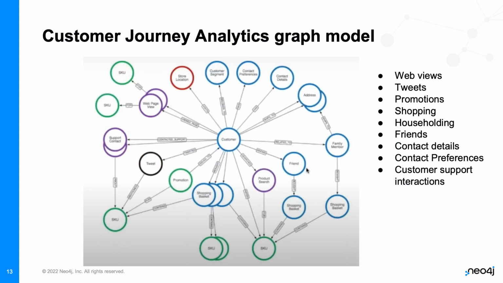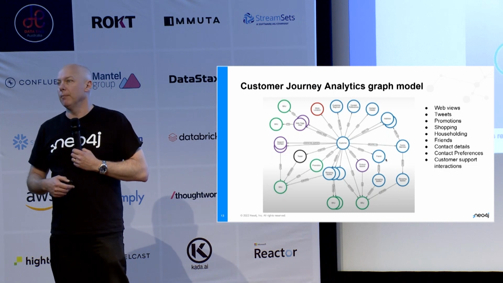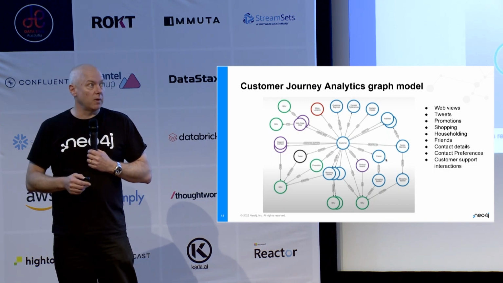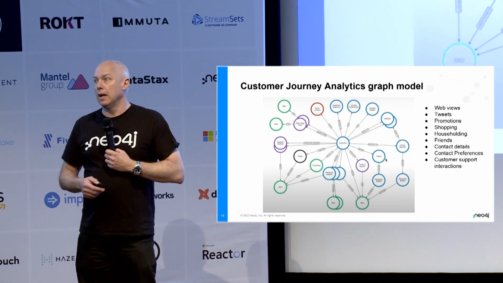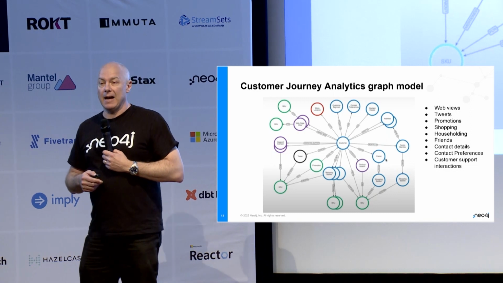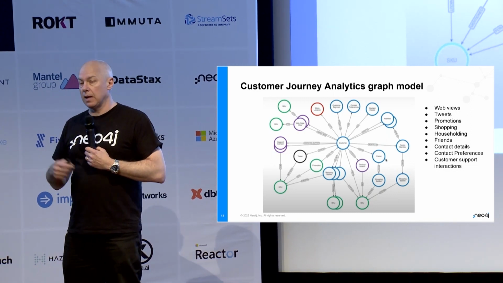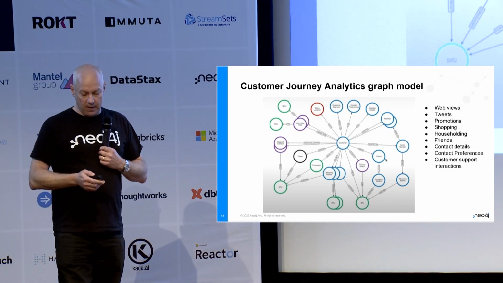So a broader customer journey analytics model would have multiple domains. Customer is central to the model. You may have heard of the term customer 360. This is an example of a customer 360 model. There's multiple domains. We've got their web activity, their tweets, any promotions that have been served to them, their friends, any householding, so relationships about people living under the same roof, for instance, any support interactions that they've had. So it gets very rich.